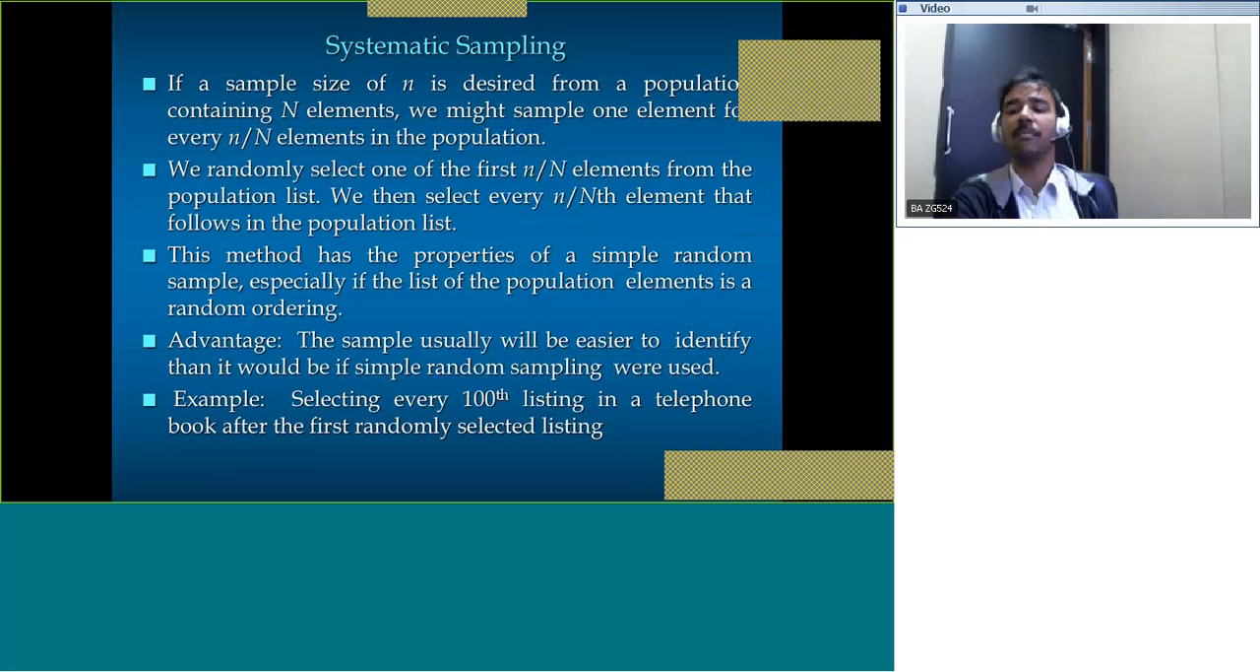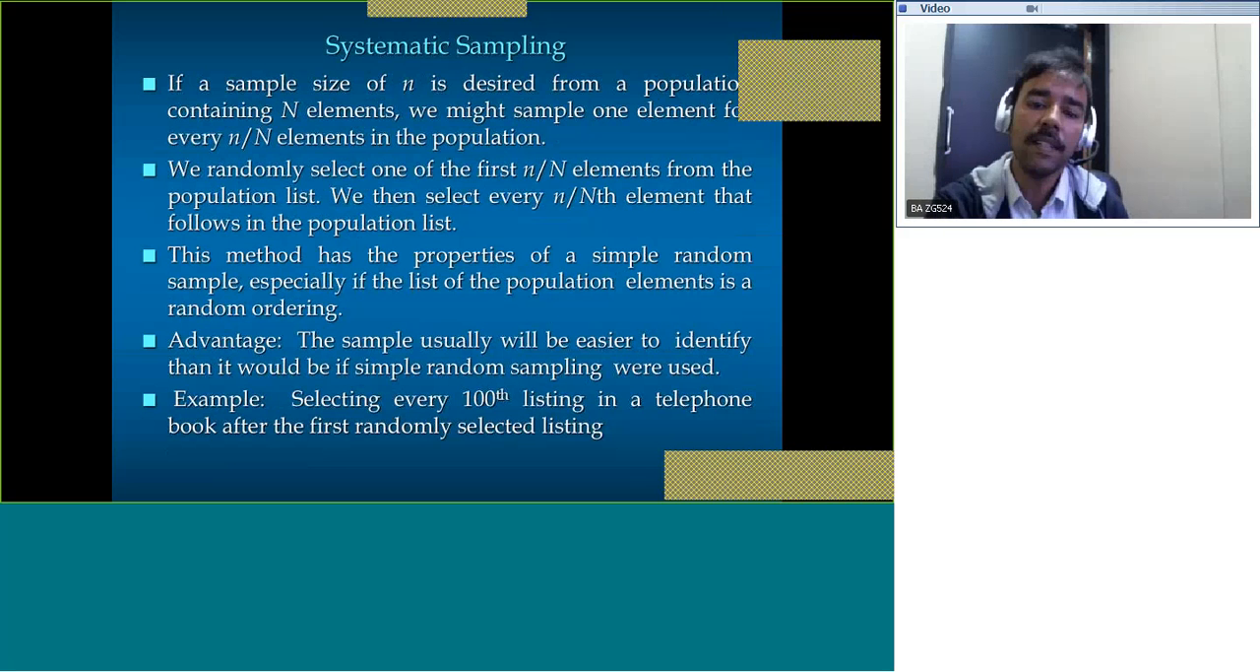It's very simple. Suppose you have 10,000 items, you will take the first item randomly. From that item, systematically, maybe you can select the 100th item, or 10th item, or 150th item, like that. The first item can be selected randomly. After that, systematically, every 100th item, every 150th item, you can take as a sample item.